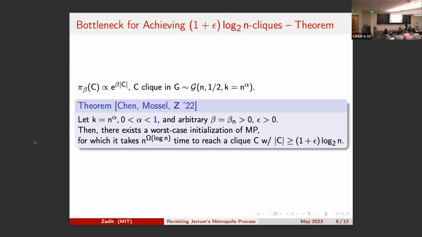Now I was thinking what to talk about next, and I figured it's maybe good to discuss how this relates to Jerrum's result. Jerrum's result was not about epsilon log n overlap. It's about finding 1 plus epsilon log n cliques. So you may be thinking, maybe half is necessary for finding 1 plus epsilon log n cliques. I want to convince you that this is not the case and that it's actually a technical issue with Jerrum's proof. I will prove a mini theorem: if k is n to the alpha where alpha is less than 1, for arbitrary beta and arbitrary epsilon, there exists a worst-case initialization for which it takes quasi-polynomial time to find such cliques. So this is literally improving upon the result of Jerrum.